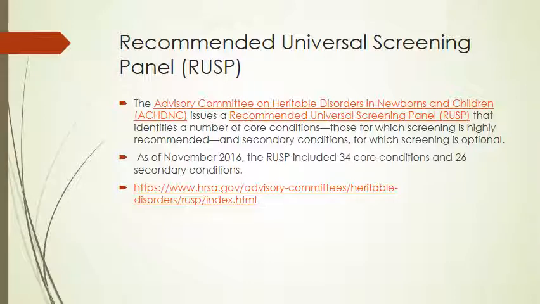The Advisory Committee on Heritable Disorders in Newborns and Children, the ACHDNC, issues a recommended universal screening panel, which is referred to as the RUSP, that identifies a number of core conditions, those for which screening is highly recommended, and secondary conditions for which screening is optional. As of November 2016, the RUSP included 34 core conditions and 26 secondary conditions. Please go to this link here to this website and you will be able to view the disorders.